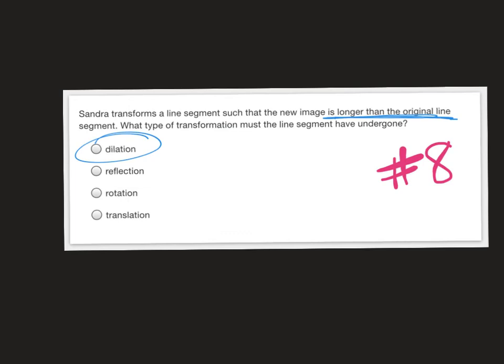All right, on number 8, the main thing you need to see on this right here is that it's going to produce a new image that is longer than the original line. So if something's changing about it, that means it's not going to be a congruent figure. It's going to get bigger or longer. The only transformation that changes the size is dilation. So that's why we chose A here.